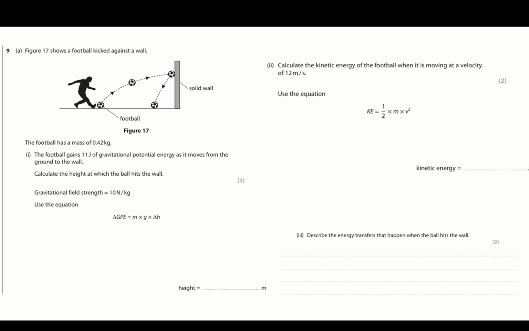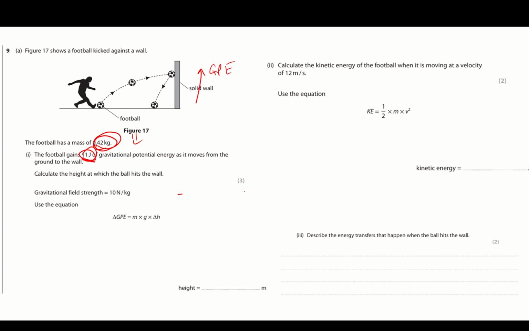Question 9, and I think we've got a really nice set of questions here, considering we're late on in the paper. We've got someone kicking a football against a wall. It tells us that the mass of the football is 0.42 kilograms. Beautiful, don't need to change it. Then it tells us how much GPE it gains as it rises up above the floor. 11, beautiful, don't need to change that.